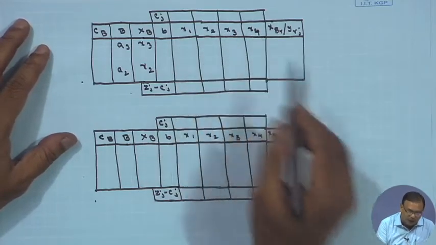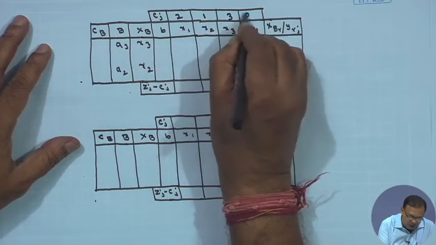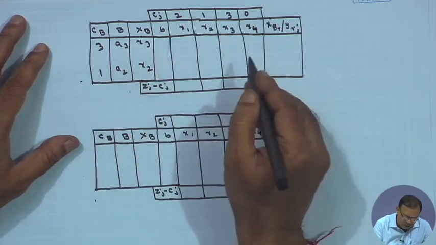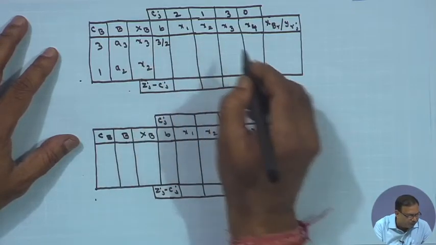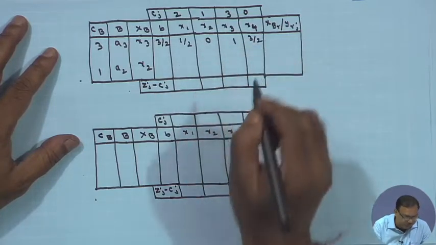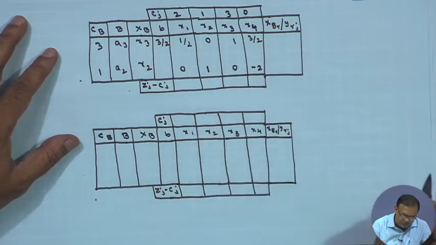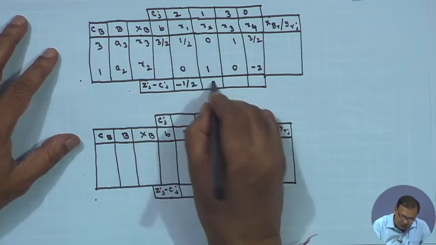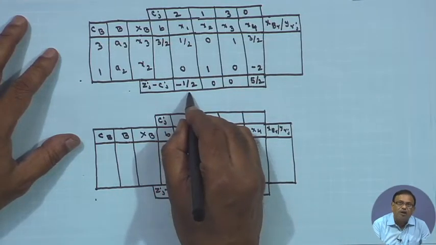Now, we are taking only 4 variables x1, x2, x3 and x4. Cj values are 2, 1, 3, 0, Cb values will be 3 and 1. So, after these operations, the columns will become 3 by 2, half, 0, 1, 3 by 2, 0, 1, 0, minus 2. Let us calculate the Zj minus Cj. I am not discussing all these things, because now I think you will be able to do it of your own. Again I have a negative Zj minus Cj.